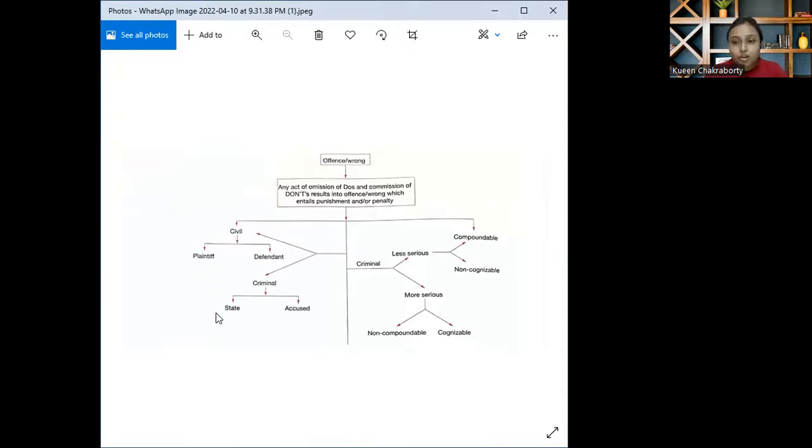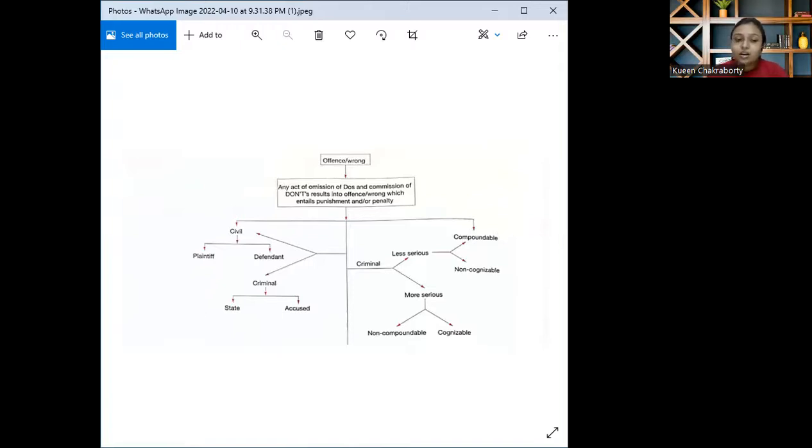So offenses or wrongs can be divided into two. Firstly, civil and criminal. Civil can be divided into plaintiff and defendant, and if you talk about criminal, it can be divided into state and accused. If you talk of the degree, then we can ask whether it is more serious or less serious. If it's less serious, it can be compoundable or non-cognizable. But if it's criminal, it will be more serious, coming under non-compoundable or cognizable.